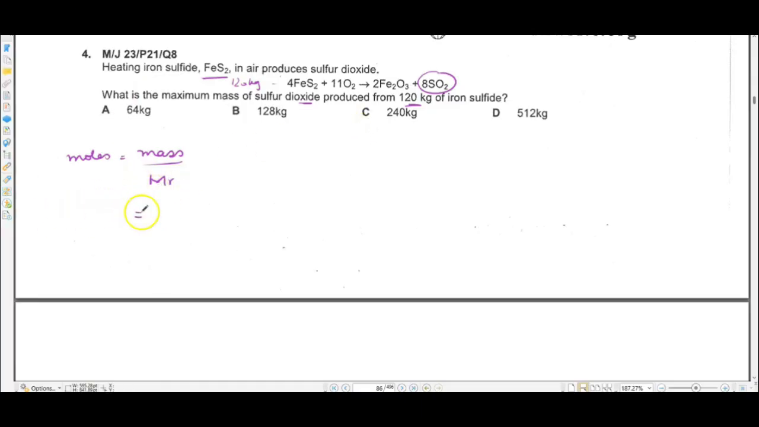Acha, here the mass is given in kgs and the answer is in kgs as well, but I think we should convert this into grams at the moment. Okay, because it's always in grams, so it's a good idea to convert it into grams. So the mass is going to be 120,000, obviously grams. Okay, because when you convert kgs to grams, you have to multiply the kgs by 1000. So this is going to become 120,000.